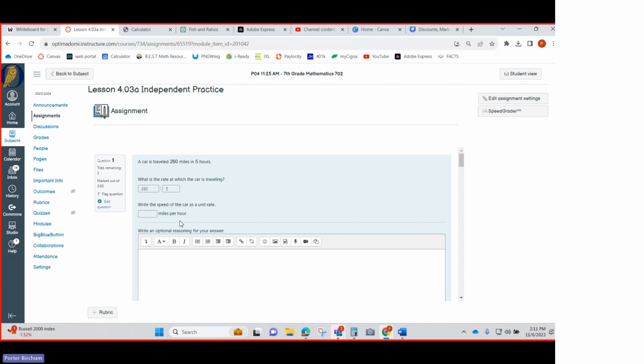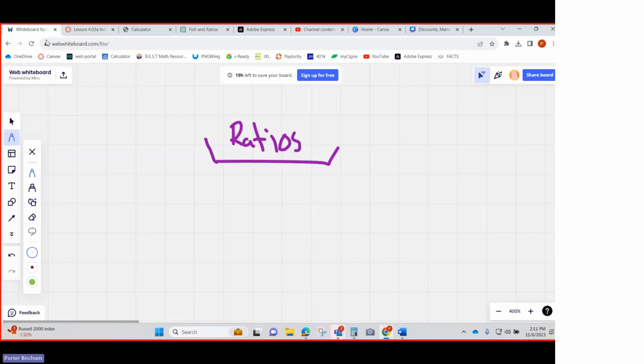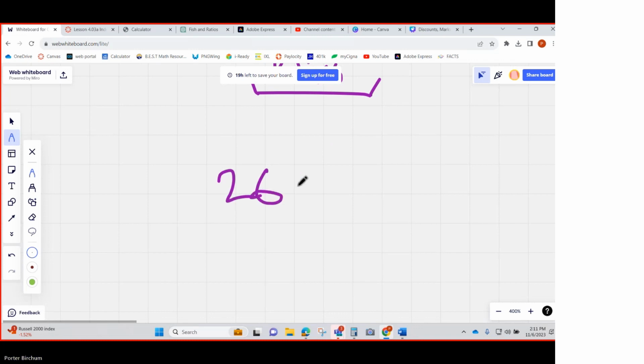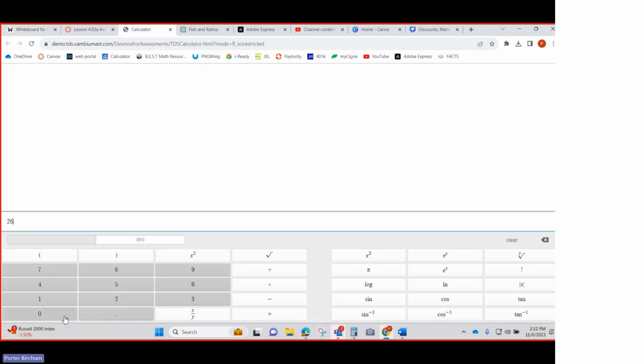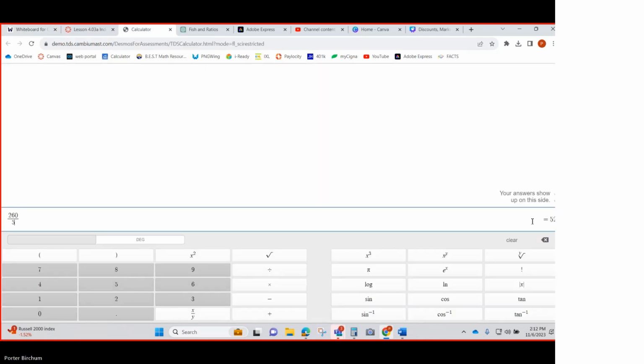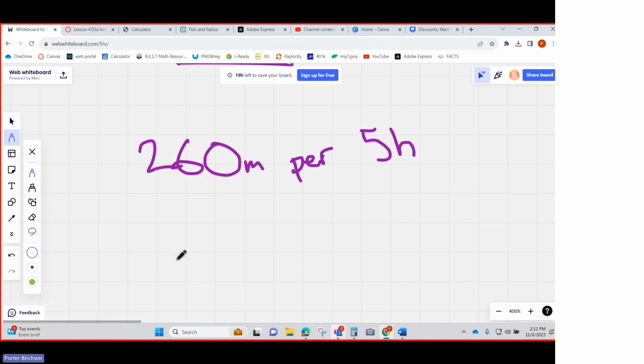Let's see. There's a few different ways I could do this. I could try doing the first number divided by the second number, 260 miles per 5 hours, 260 divided by 5. Let's see if that makes sense. 260 divided by 5 is 52 per hour. 52 miles per 1 hour. Let's see if that makes sense.